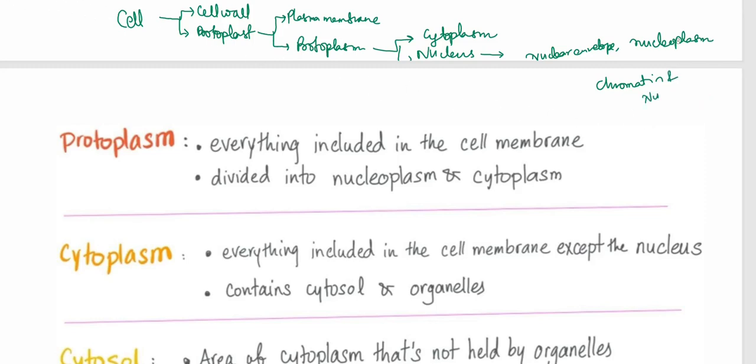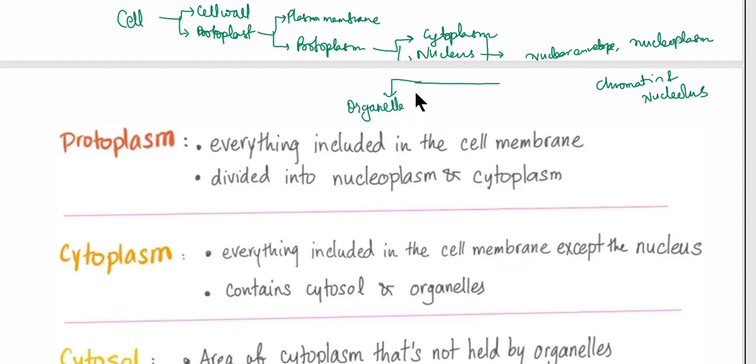Now let's discuss about the cytoplasm in detail. The cytoplasm has the parts organelle. Next one is the inclusions, and next is the cytosol.